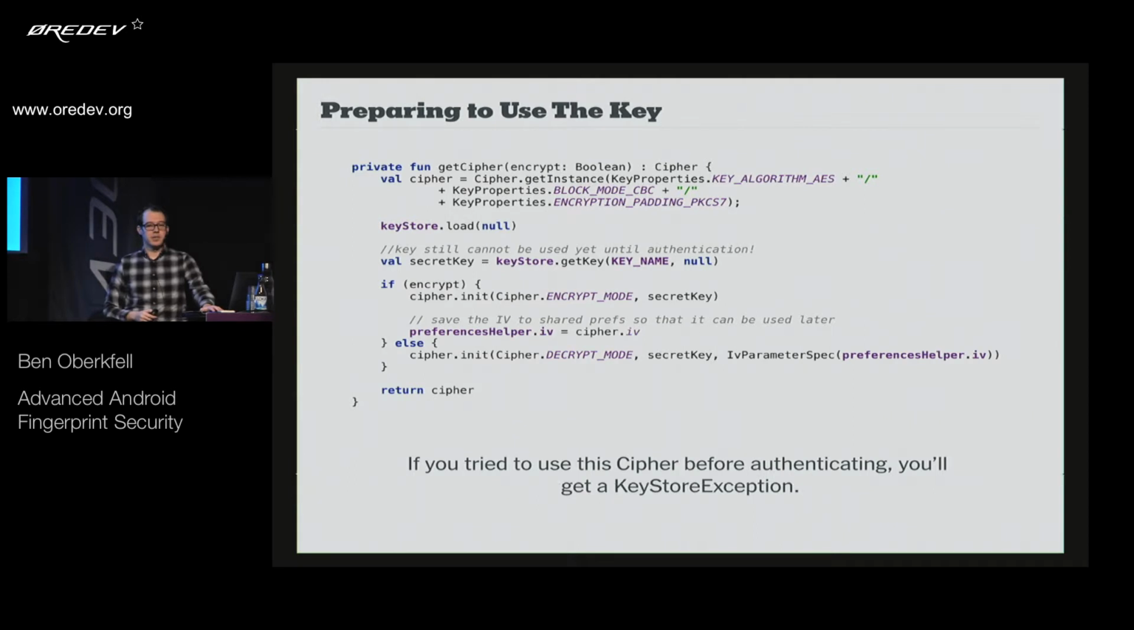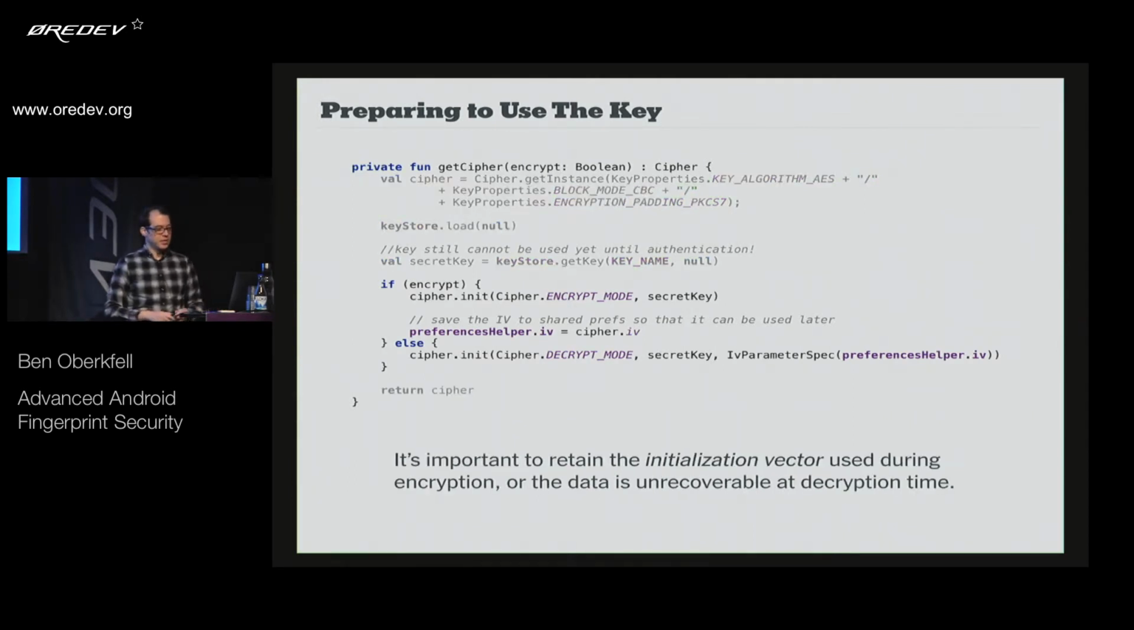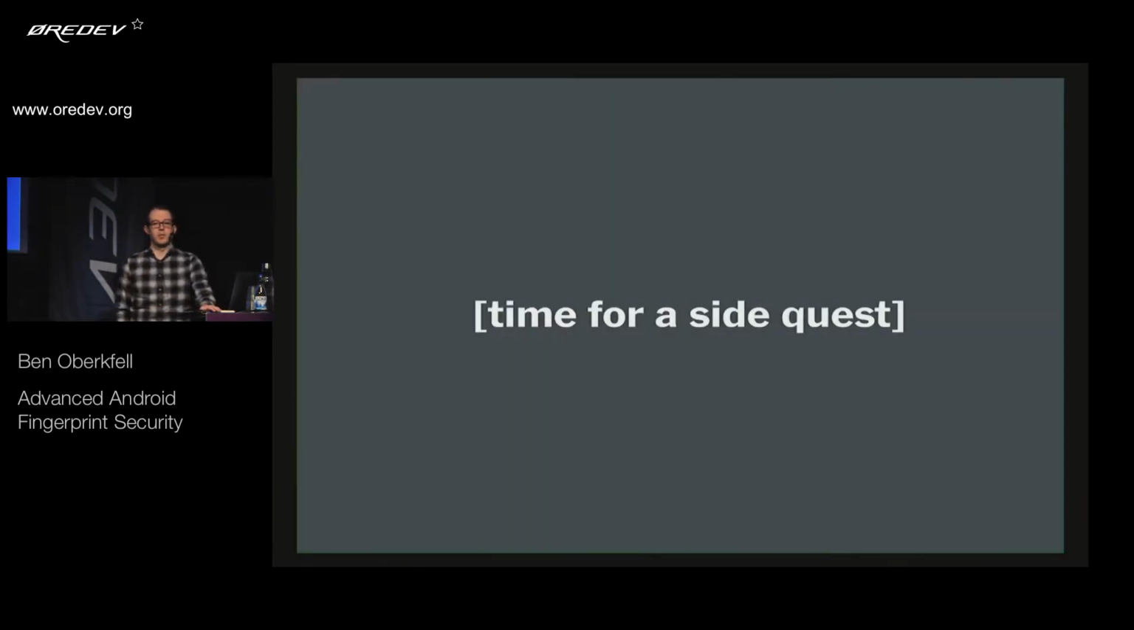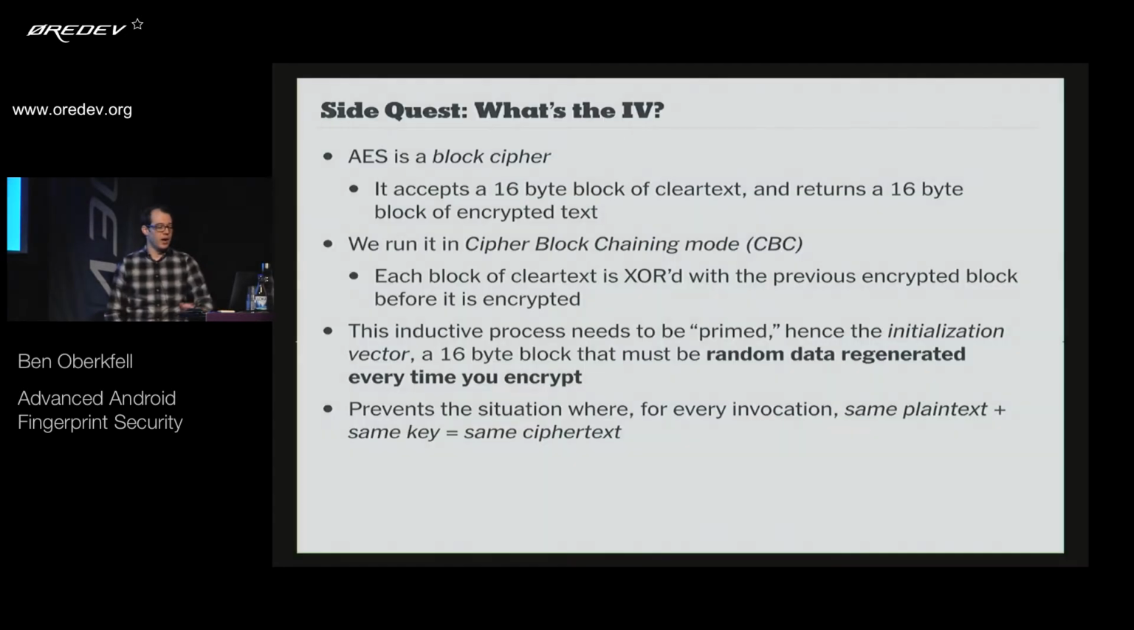Now, one salient point here is that it's important to retain the initialization vector that's used during the encryption process, or else the data gets unrecoverable at decryption time. And so let's take a little bit of a side quest here, if you will. What exactly is the initialization vector, and why should we care about it?